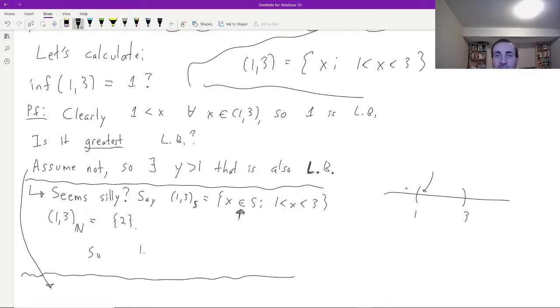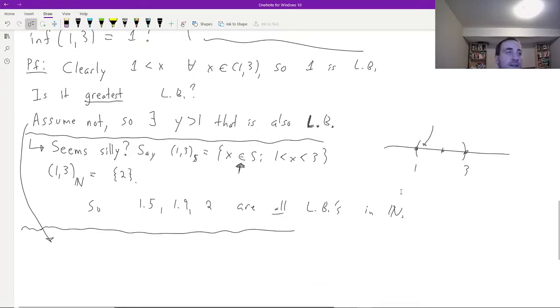So in particular, like 1.5, 1.9, 2 are all lower bounds if we're only looking at the naturals. Okay, so for the naturals, at least, there really are greater lower bounds. And the reason that can happen, of course, is that for the naturals, there are these enormous holes in the line, right? And so if you're bigger than 1, there are a lot of things that are missing that are bigger than 1. All right. Now we know that that doesn't happen for the reals, but we have to check it, and that's what we're about to do after that long digression.